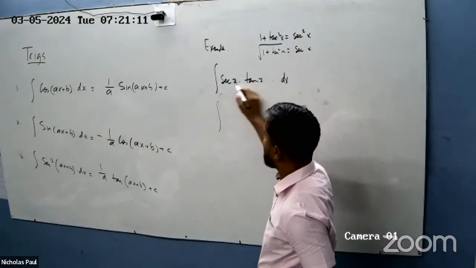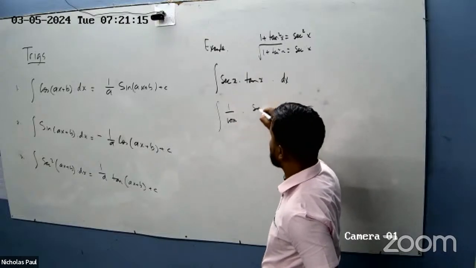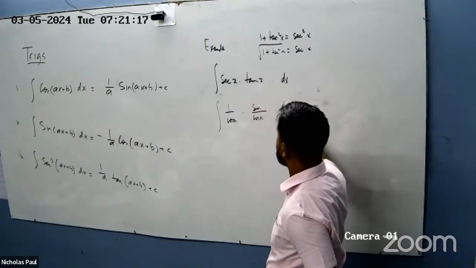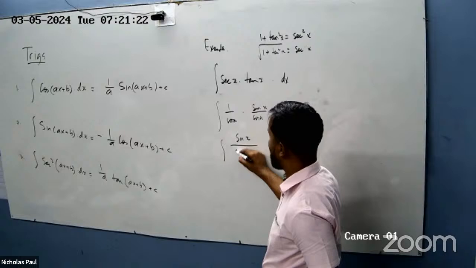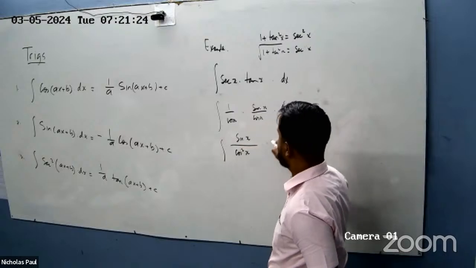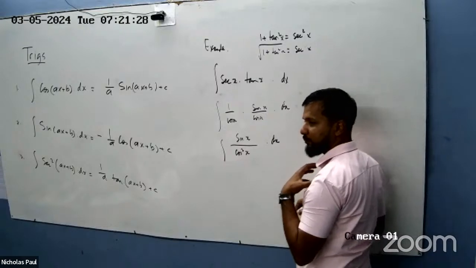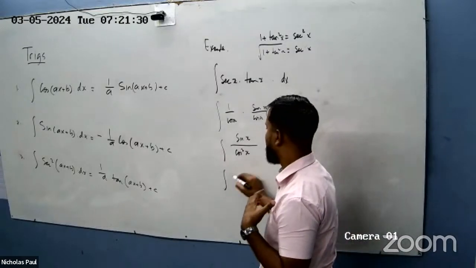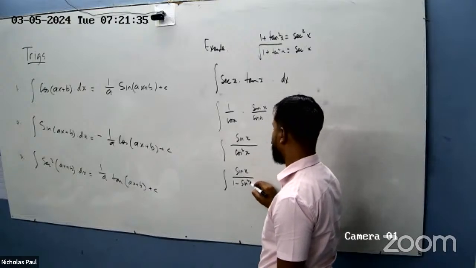So let's simplify this a little bit. Sec is 1 on cos, tan is sine on cos. Right? This is the integral of sine x over cos squared x dx. Cos squared x is what? Cos squared x is equal to 1 minus sine squared x.